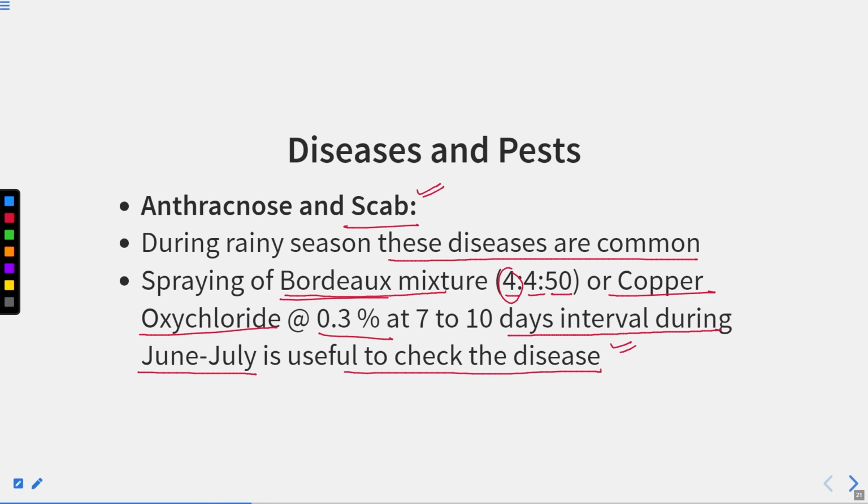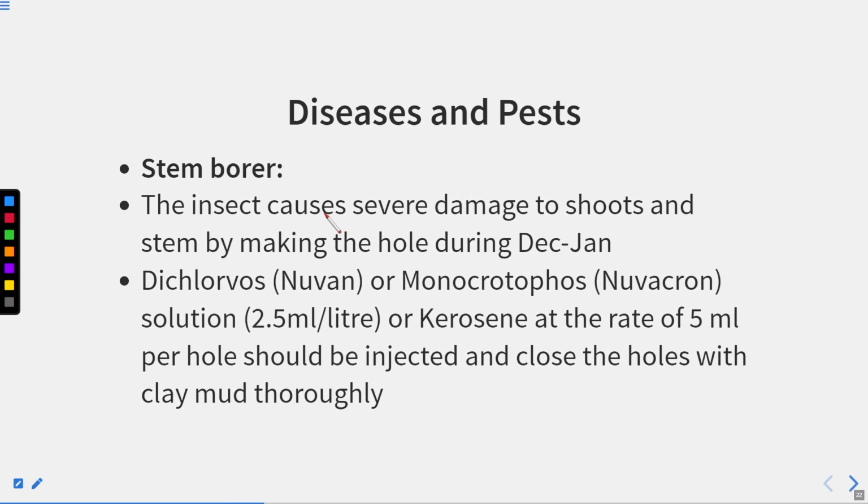So this Bordeaux mixture we can give, or if you are not giving the Bordeaux mixture, then we can have the copper oxychloride at 0.3% at 7 to 10 days of interval. So this we can give to avoid the anthracnose and scab disease.